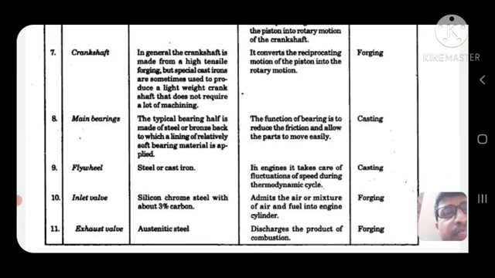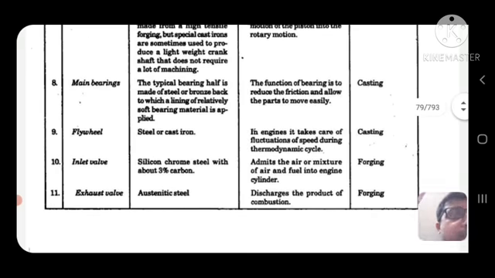Main bearing: the typical bearing half is made of steel or bronze, to which a lining of relatively soft bearing material is applied. The function of the bearing is to reduce friction and allow the parts to move easily. Flywheel: steel or cast iron. In an engine, it takes care of fluctuations of speed during the thermodynamic cycle.